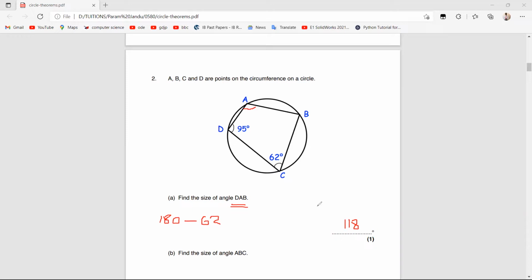Now, the second part of the question wants ABC. That means they want the angle at B. So angle at B, this one, is opposite the angle at D. So now we just take 180, subtract 95, and then you'll get 85 as your answer. So the angle at B is 85 degrees because it's opposite 95. And of course, that one is 118.